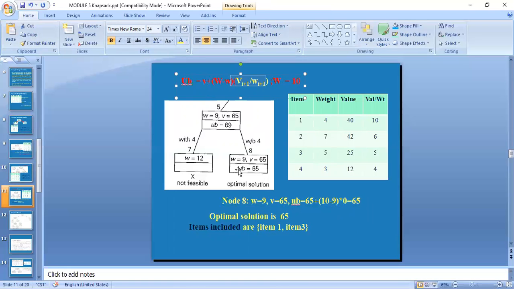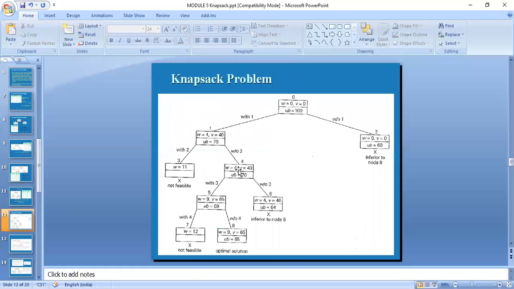Now, you need to find out which is the best value. Consider node number 8. Node 7 is not feasible, so it is a dead end. Node number 3 is also a dead end, but there are some promising nodes. So compare with the promising nodes. When you compare it, it is 64, 60. It is less, inferior to node 8. So this is considered to be the optimal solution.